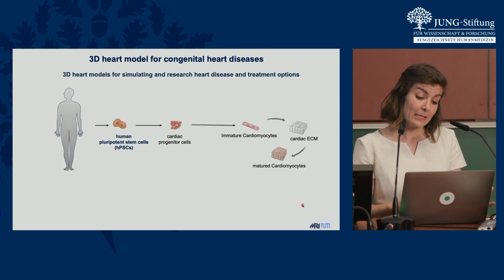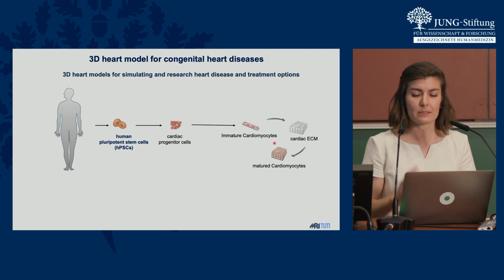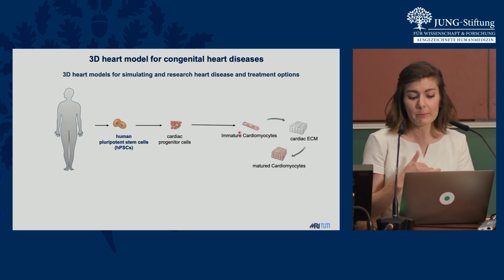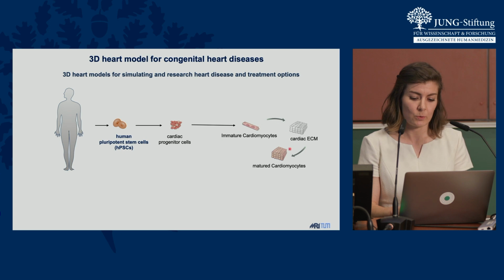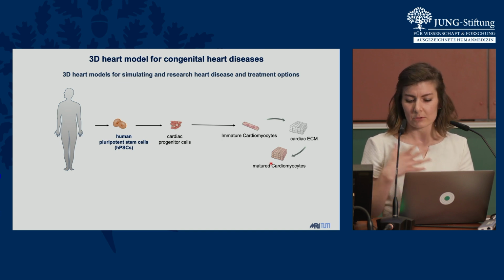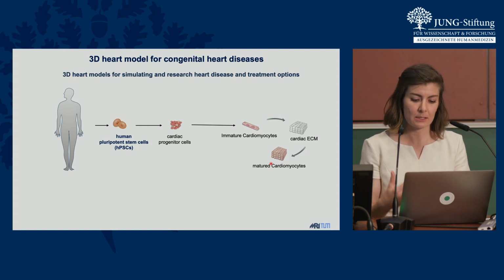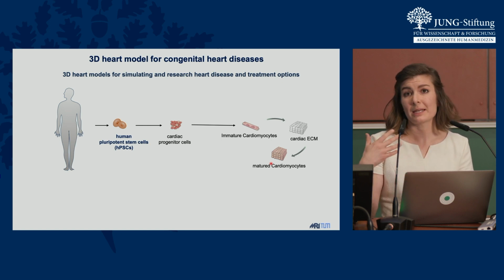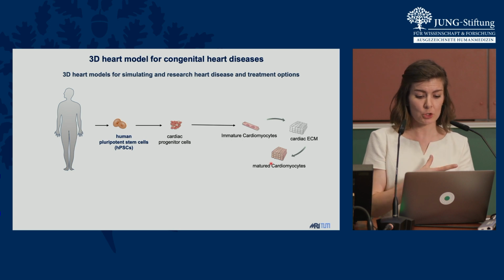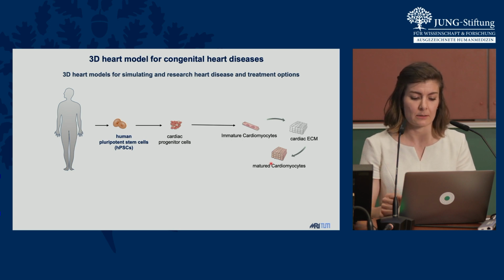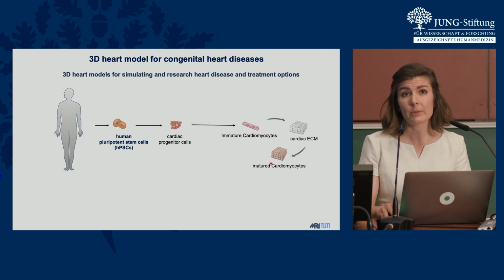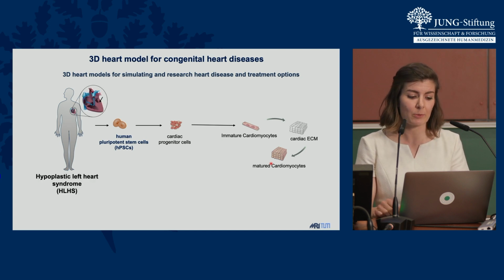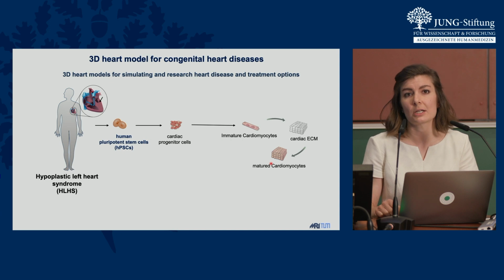So as these 3D culture conditions promote the transition from immature cardiomyocytes towards a more mature phenotype, it gives us the chance to study developmental defects or to study congenital heart diseases, because this is where we need to follow developmental processes from immature cardiomyocytes to mature cardiomyocytes. And one of the most common congenital heart diseases is the hypoplastic left heart syndrome, called HLHS.